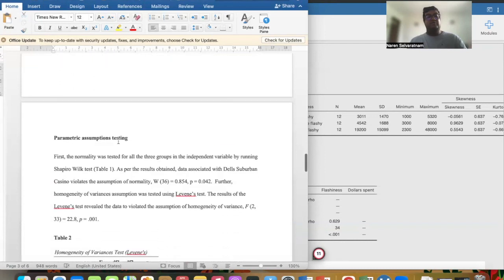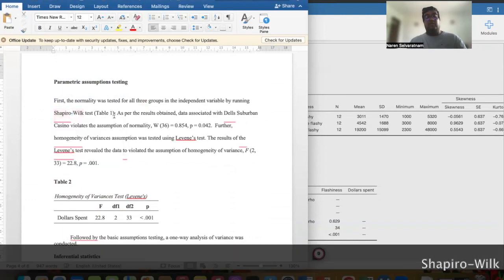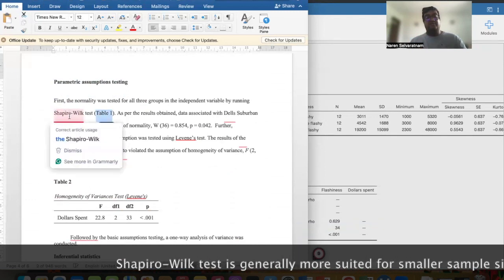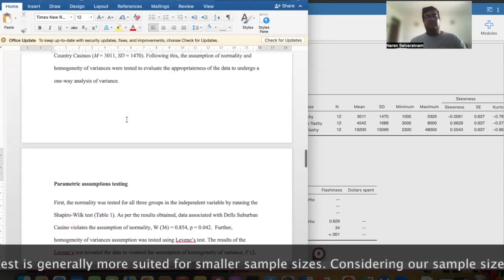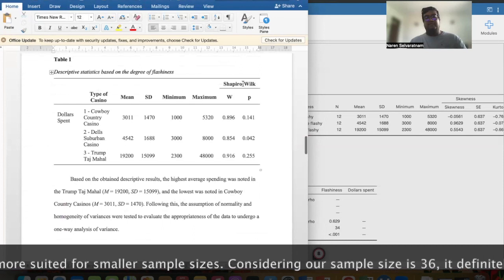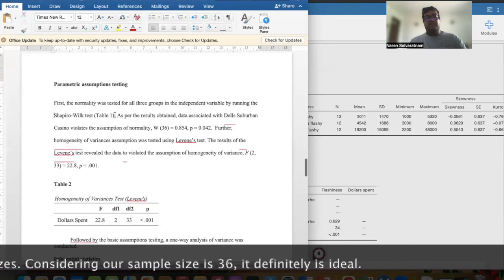Now we are going to go for parametric assumptions testing. Firstly, normality was tested for all three groups in the dependent variable by running a Shapiro-Wilk test. Now, I already have done this in the previous table, so I'm going to give the indication that if you go to table 1, you can obviously go through this information. So I'm going to go to table 1 and have a look at this information that's right here. So I'm going to indicate it here.